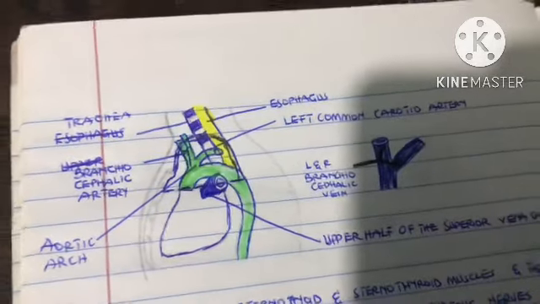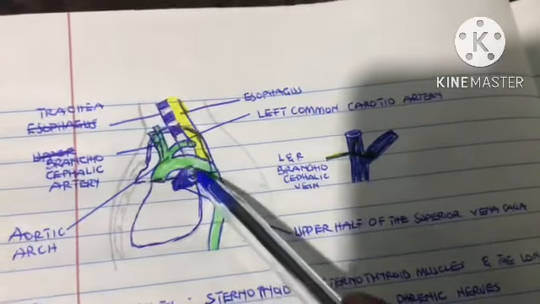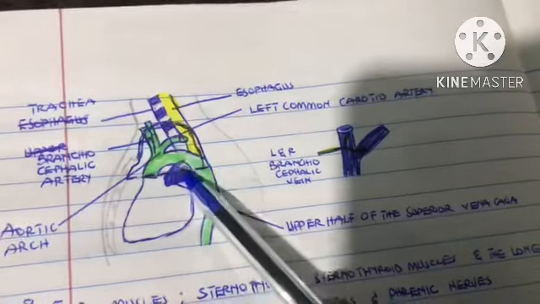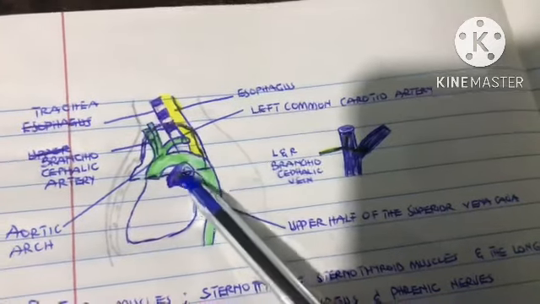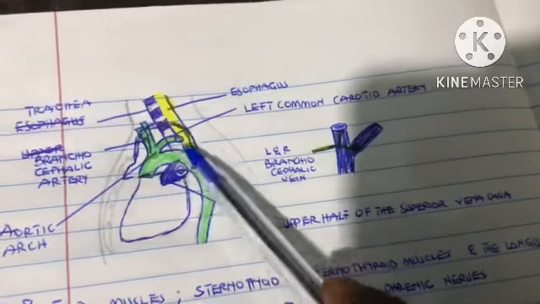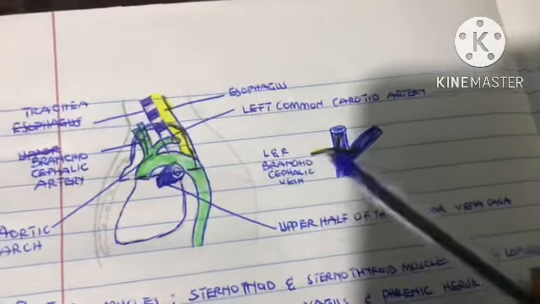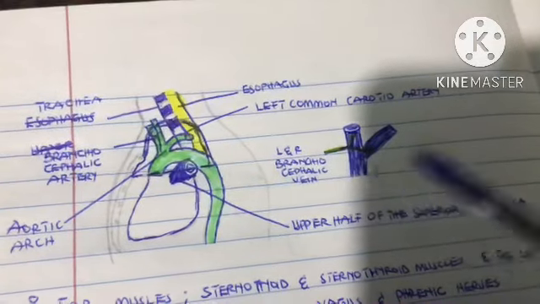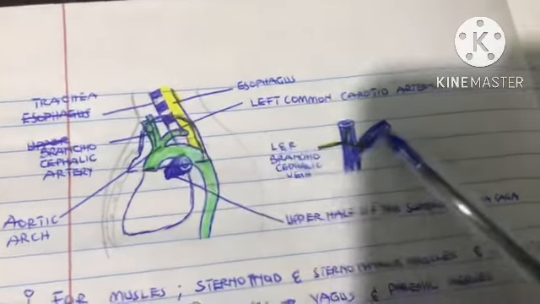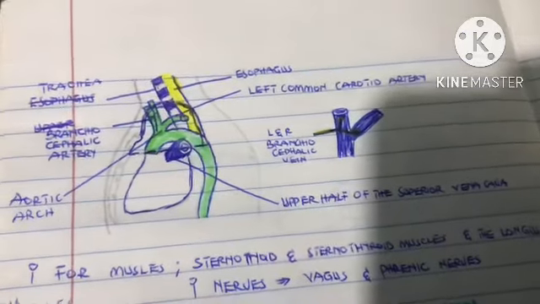We also have veins in the superior mediastinum, for example, the upper half of the superior vena cava. This is the superior vena cava. You can see that the upper half of the superior vena cava is found in the superior mediastinum. You can also find the left and right brachiocephalic veins, but you cannot see them here, so I drew them here.